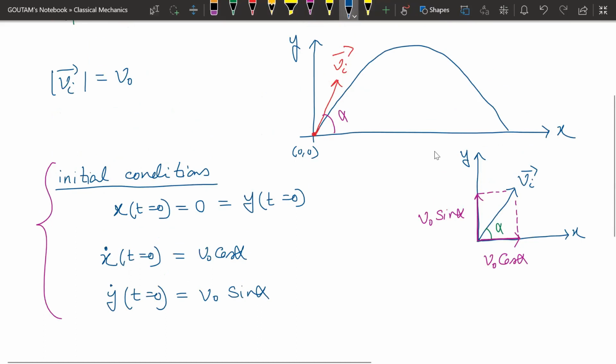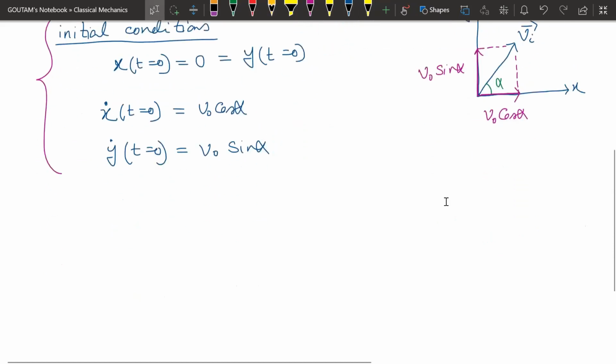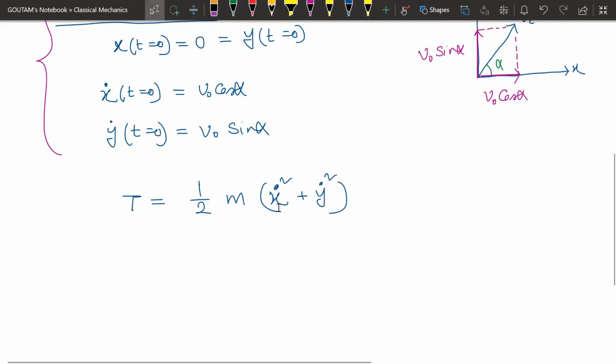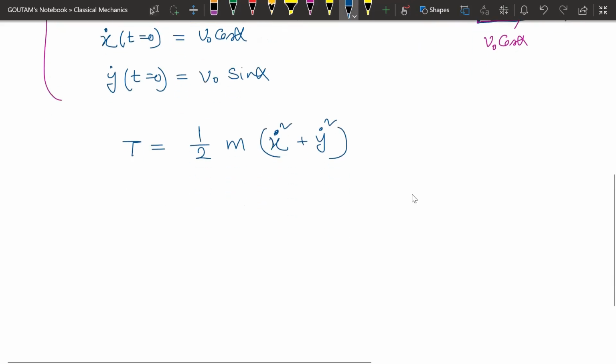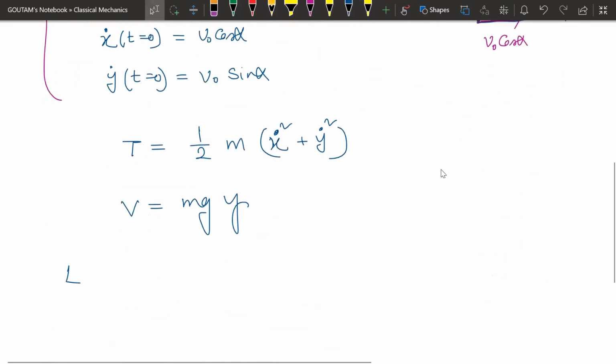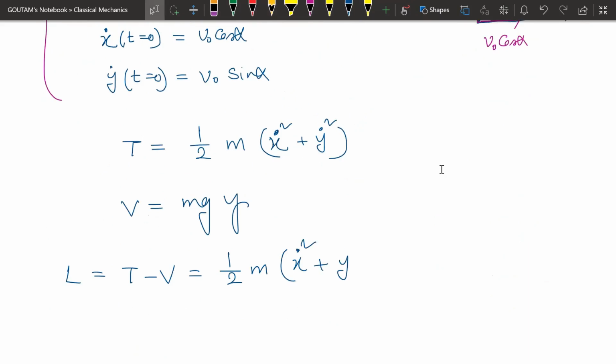Now let's find out the kinetic energy, potential energy, and then the Lagrangian. The kinetic energy in the Cartesian coordinate system is half m (x dot square plus y dot square). Kinetic energy is half mv square, and v square means vx square plus vy square, where vx means x dot and vy means y dot. The potential energy is mgy, where y is the height from the horizontal axis. So the Lagrangian can be written as T minus V, which is half m (x dot square plus y dot square) minus mgy.